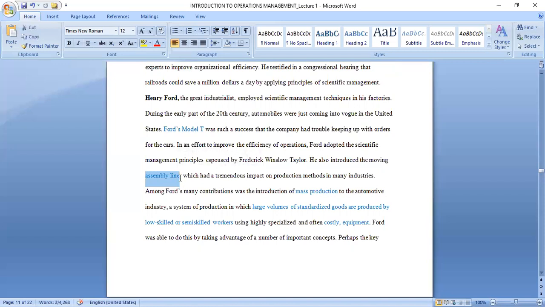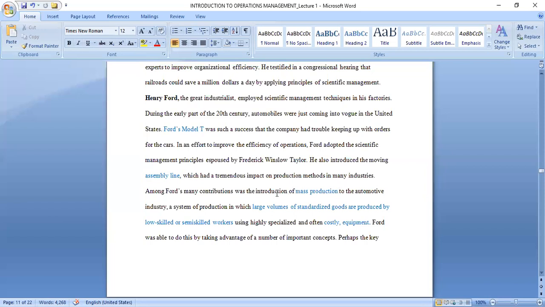We are going to see what is meant by the assembly line. Also, another important thing that Henry Ford did is that he introduced mass production to the automotive industry. Automotive here, we are looking at vehicles, yeah?